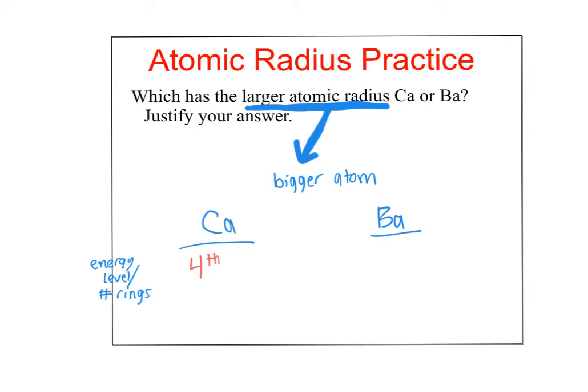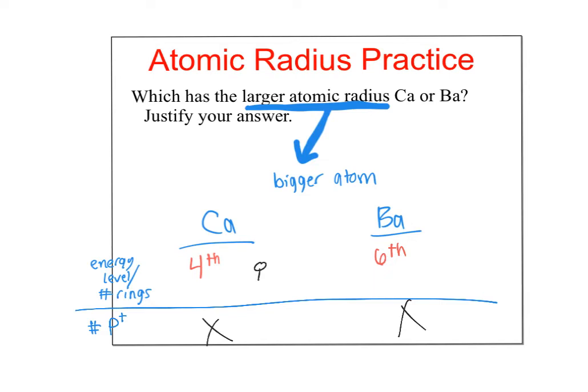Barium is in the 6th row of the periodic table. Okay, the next thing we look at is protons, but I'm only going to look at the number of protons if it's a tie. So 4th and 6th is not a tie, so I'm not even going to bother with protons because that might just confuse me. So what's really happening is I have calcium walking dogs on 4 size leashes, 1, 2, 3, 4, and I have barium walking dogs on 1, 2, 3, 4, 5, 6 leashes.